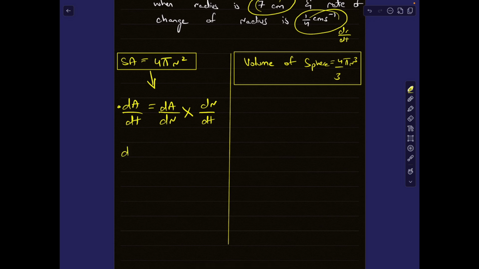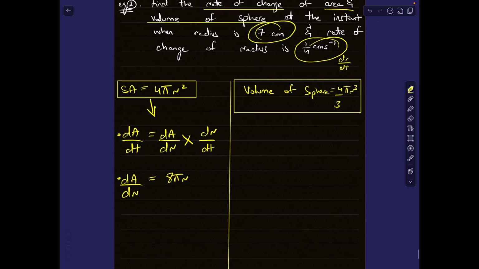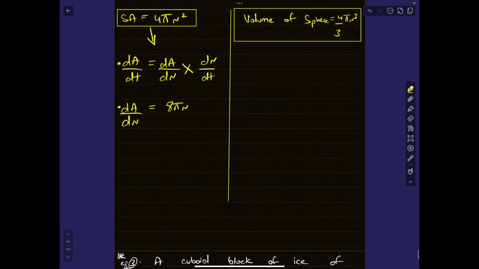Then differentiate the formula of area with respect to r, and we'll end up having 8 pi r. Since we need to find rate of change of area at the instant when r is 7, we have 8 pi into 7 is equal to 176 when pi is 22 over 7, mind you. And then simply use this chain rule.